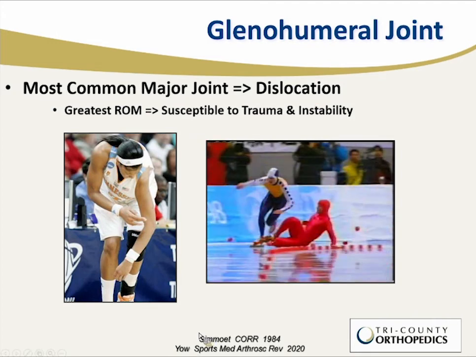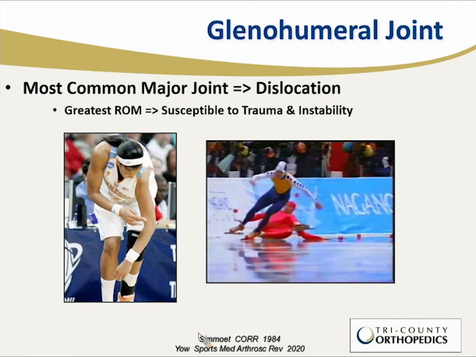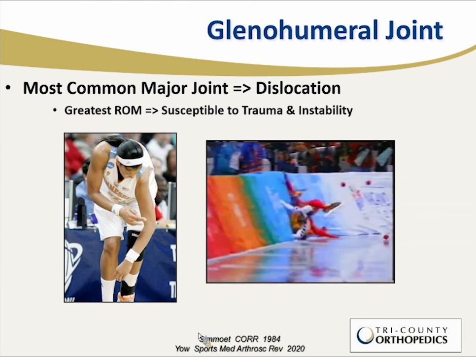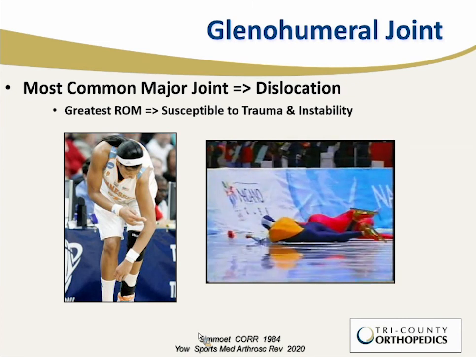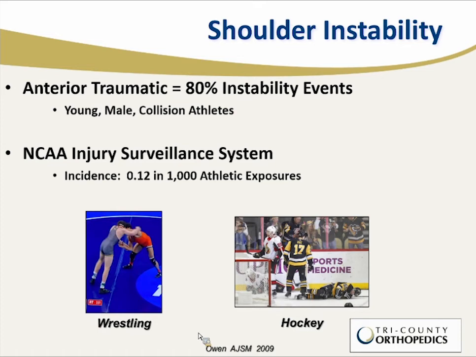So overview: the glenohumeral joint is the most common large joint in the body that's dislocated. And why is that? Well, it certainly has the greatest degrees of freedom and range of motion. So it's not constrained, and as a result, it's susceptible to trauma and instability. Anterior traumatic instability, of all shoulder instabilities, is by far the most common, between 80-90% of all instability events. The most common group that it affects is male, young collision athletes.